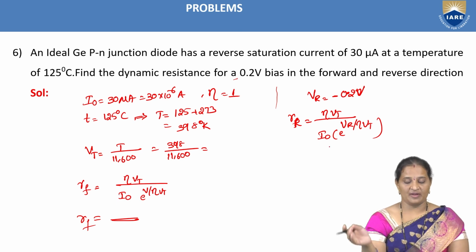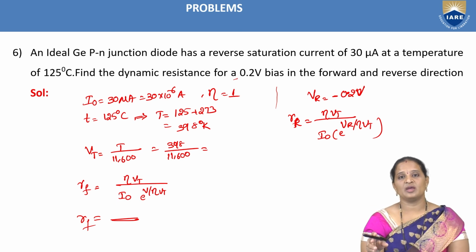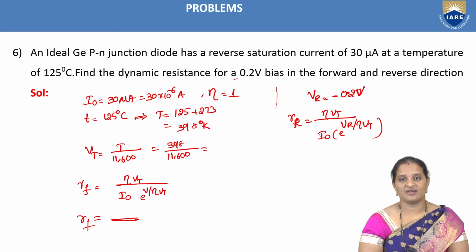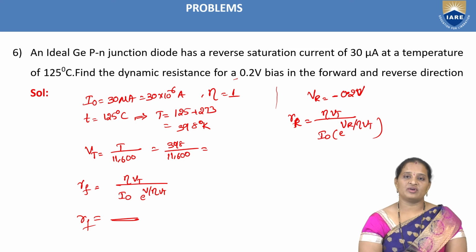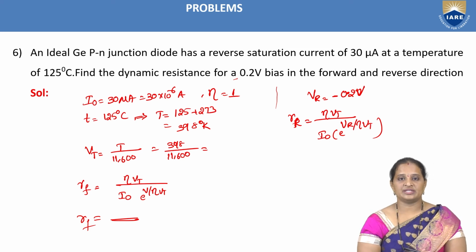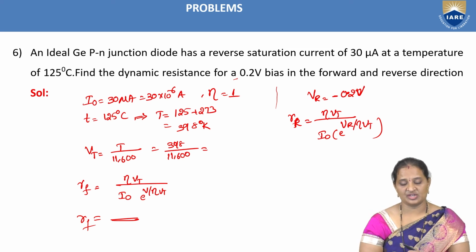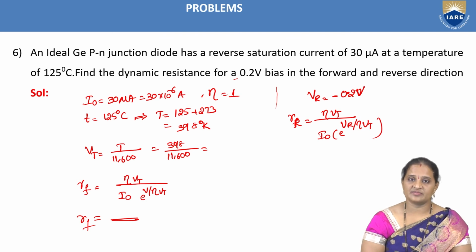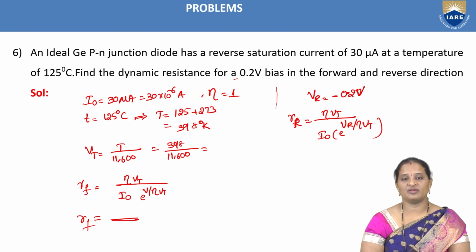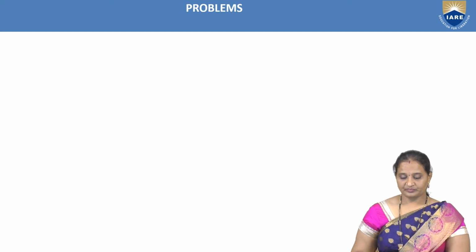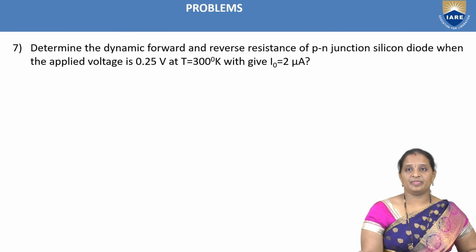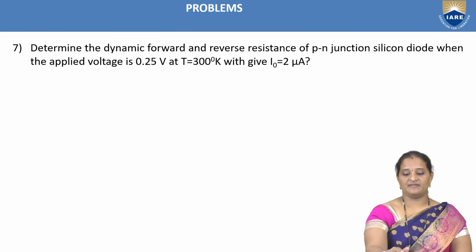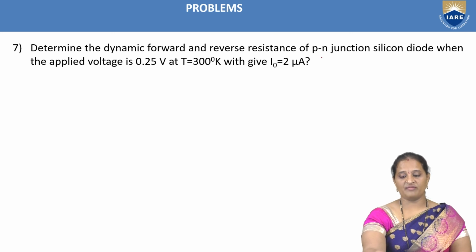From this problem, what you have to remember is, even if the same voltage is applied, if it has mentioned the forward and reverse direction, you have to consider the polarity of the voltage applied. Under forward bias condition, the voltage applied will be positive, whereas under reverse bias condition, the voltage applied will be considered as negative.